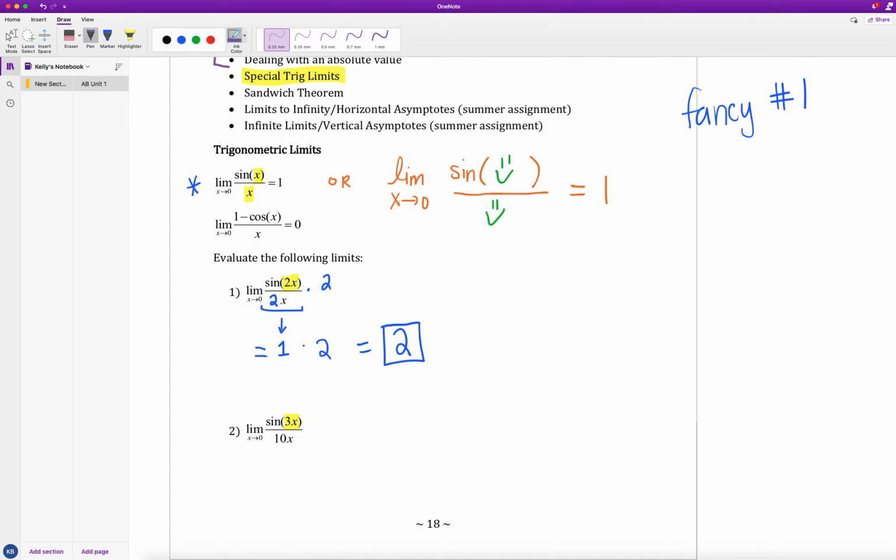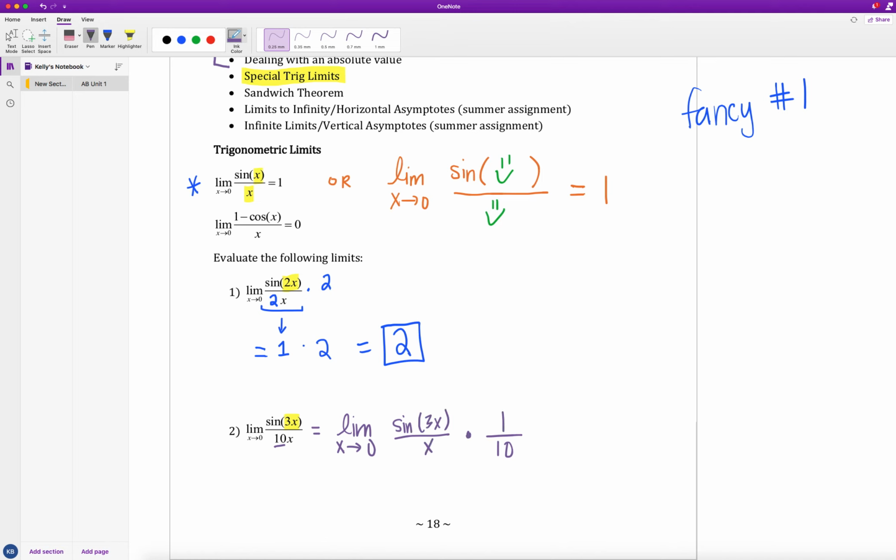But what I can manipulate is the stuff that is in the denominator in this case. My goal would be to have a 3 here instead of this 10. Well, the 10 isn't really in the way. It's just kind of extra information. So what I'm going to do is I'm going to rewrite this problem and I'm going to move the 10 all the way over here. I'm going to just take it out of the way. So I have sine of 3x all over x times, technically I guess, 1 over 10.